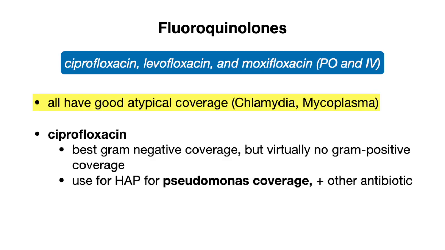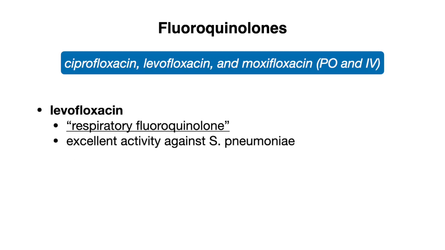Ciprofloxacin has the best gram-negative coverage of all of the fluoroquinolones, but it has virtually no gram-positive coverage. Because of this, it's not used for community-acquired pneumonia, but it can be used for hospital-acquired pneumonia because it covers for Pseudomonas. But when you're treating for hospital-acquired pneumonia, you'll typically need to use a second agent along with this for broader coverage. In contrast, levofloxacin can be used as monotherapy or on its own for community-acquired pneumonia because it has excellent activity against strep pneumo.